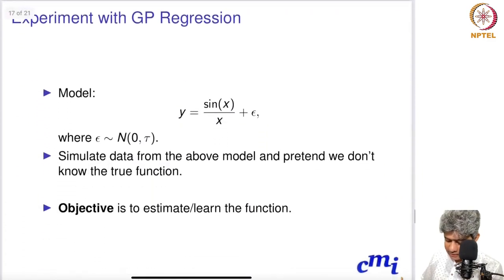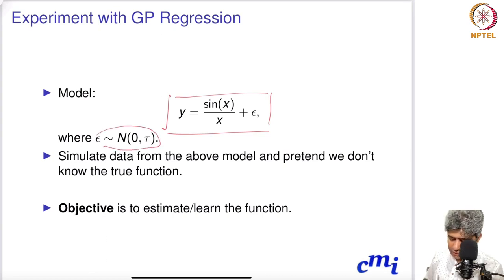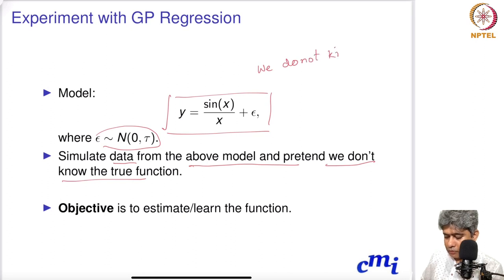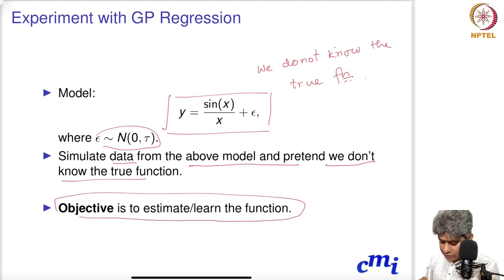And so here is the experiment that we were doing at the beginning. Okay, so y is sine x by x plus normal 0 tau square. From this model, we are going to simulate the data and pretend that we do not know the true function. We will simulate from this model, and we will pretend we do not know this model. Our objective is to estimate or learn the function from just y and x.